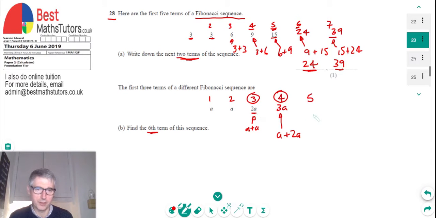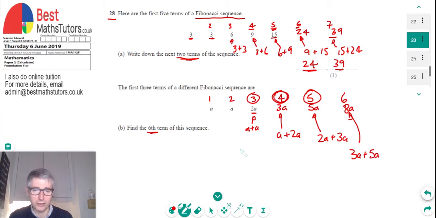So that's going to be the one that goes here. It's going to be 2A plus 3A. So we're going to end up with 5A. And then the 6th term, which is the one that we want, has got to be the 4th term plus the 5th term. So the one that goes here then is going to be 3A plus 5A, and so we get 8A. So the 6th term in our sequence then is 8A.